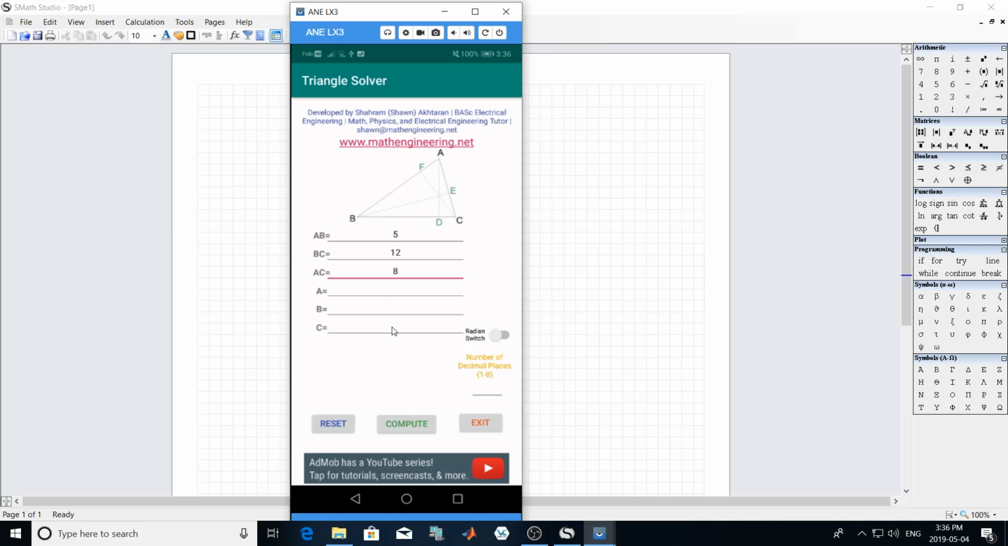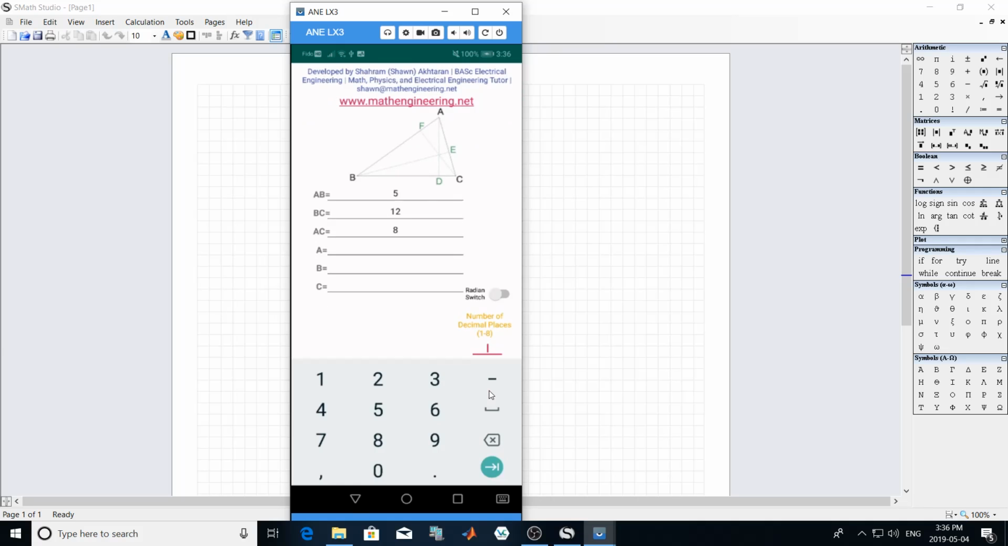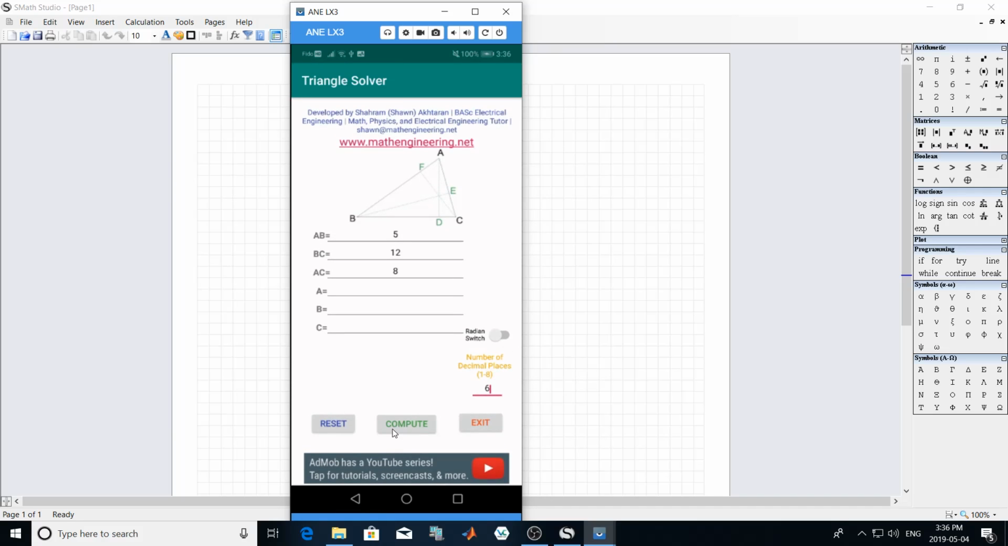and we want to set the angles, and we want the angles to be in degrees, so we don't switch the radian switch on, we just keep it off, so the angles would be in degrees. And let's say we want to have the number of decimal places to be 6. All we need to do is to press the compute button now, and it would compute the angles for us.